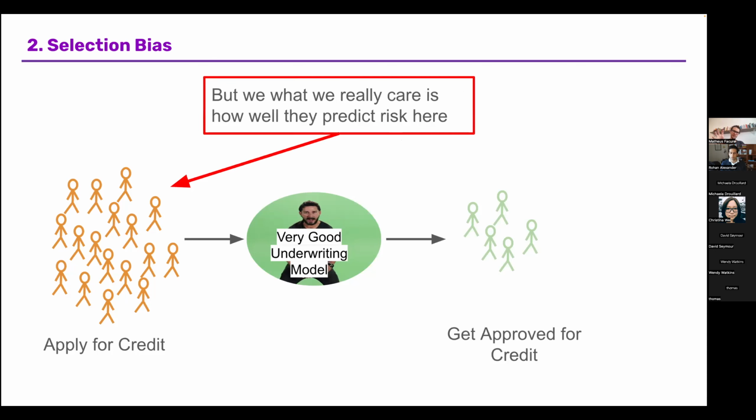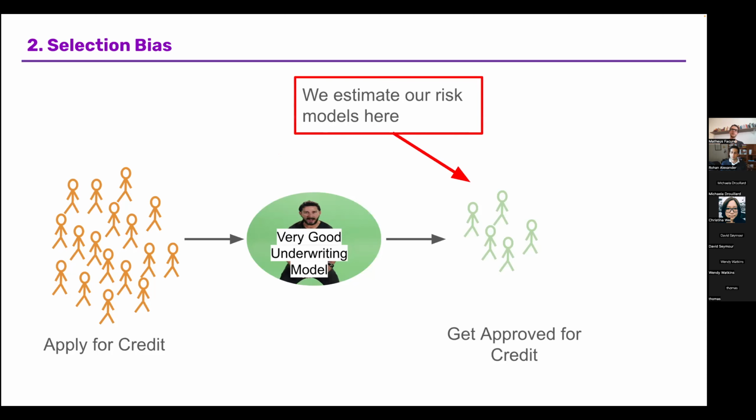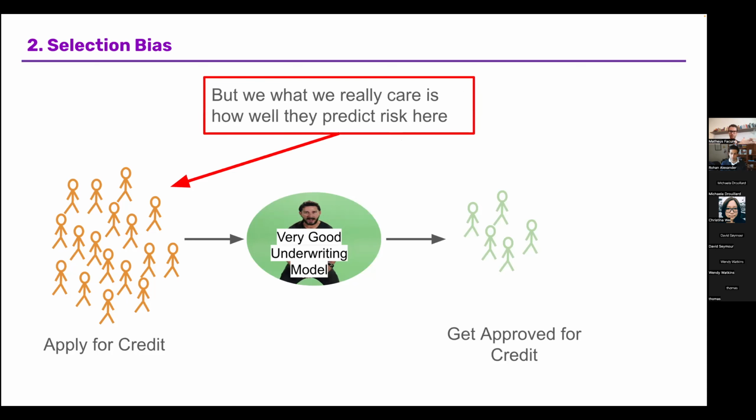However, you want your model to perform well on people that you have not given credit to. You want to know if your model is going to be better at underwriting new people, not the ones that you already have. So this creates a mismatch between where you're estimating your model and where you're making predictions for your model. And this is essentially the problem of selection bias. Essentially, there's a distribution shift, or a population shift, between where the model is estimated and where the model makes predictions.